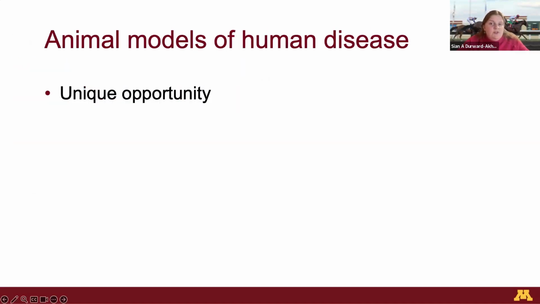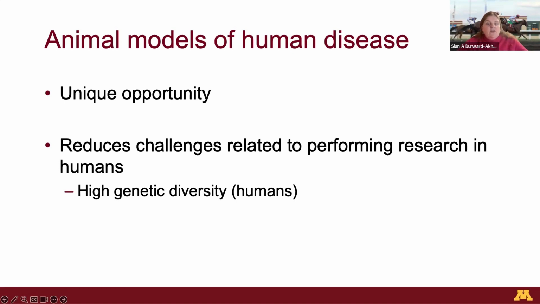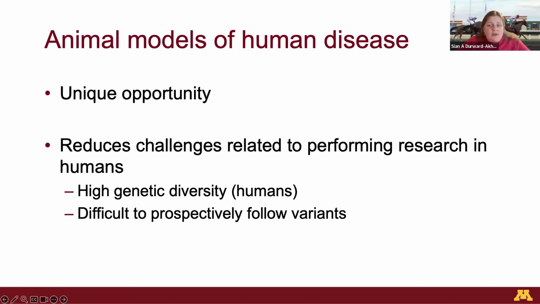So when we think of animal models of human disease, they really offer unique opportunities to learn about the disease of interest and improve outcomes in both species. An animal model reduces some of the challenges related to performing research in humans, and this is especially true for genetic diseases. Humans have a vast genetic diversity compared to animal species, which makes identifying the causative variant very challenging. And then finally, following variants that are thought to maybe cause disease prospectively in humans is difficult and potentially unethical.